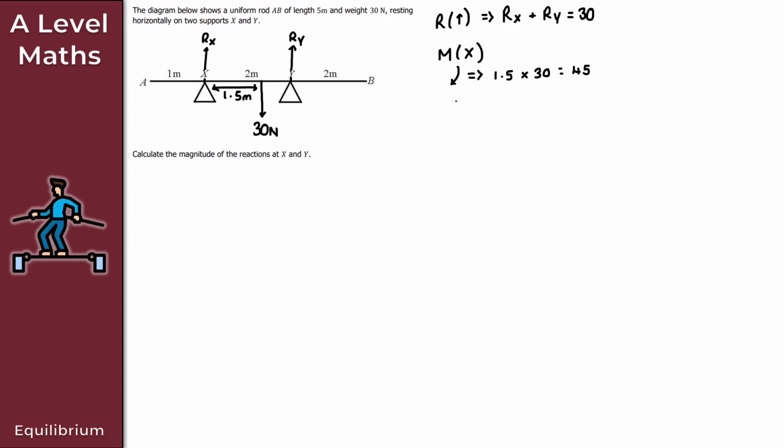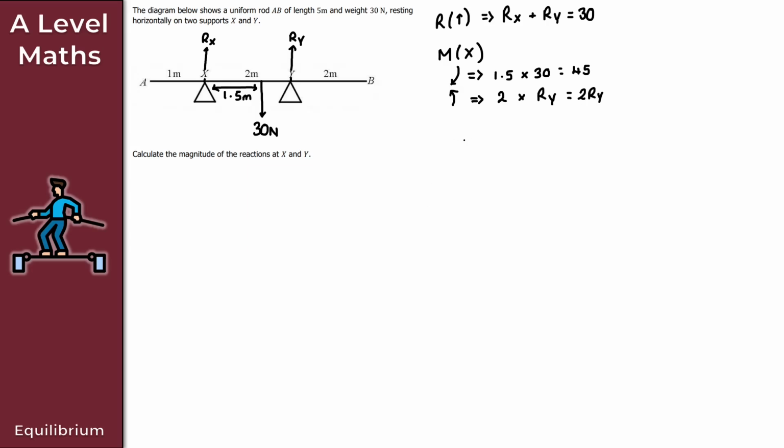And now we also need the anti-clockwise moment, using this arrow here to represent the anti-clockwise moment. So for the anti-clockwise moment here, that would be this force here. So in that case then, the perpendicular distance here is 2 meters. So 2 times by the magnitude of the force, which is Ry. We get 2 lots of Ry here, like so. Just write it like that as well.